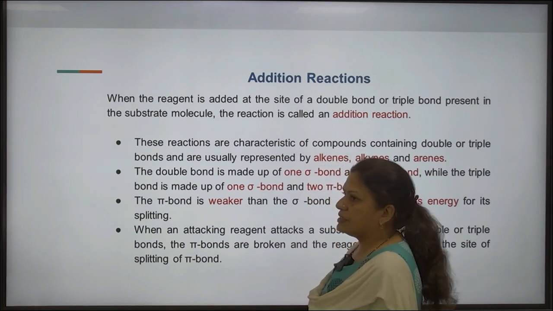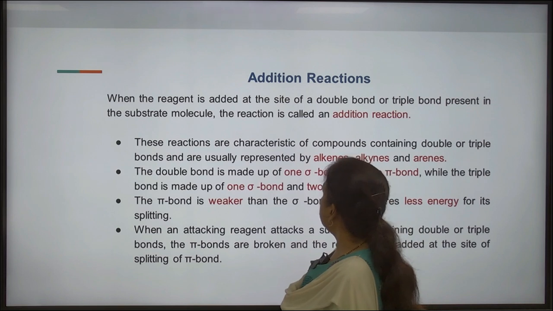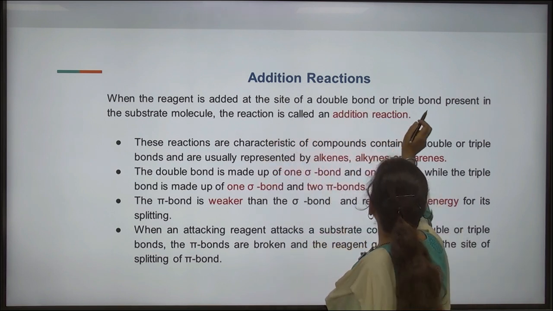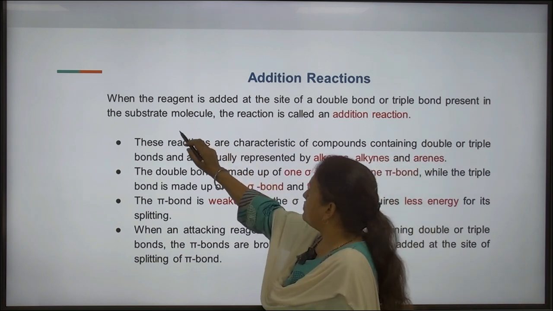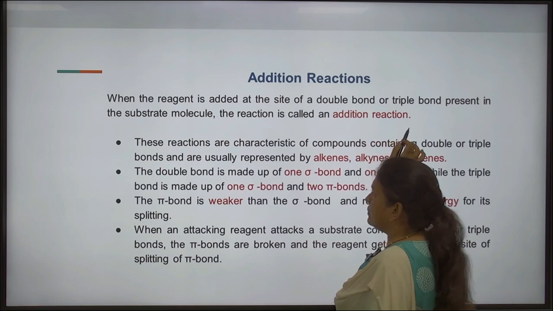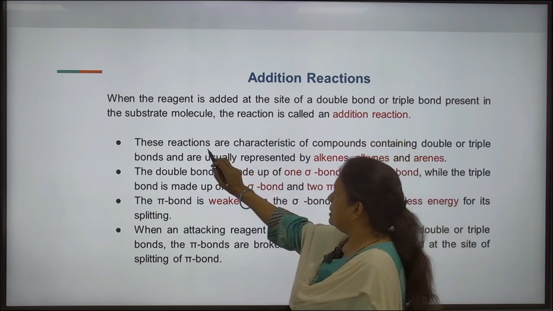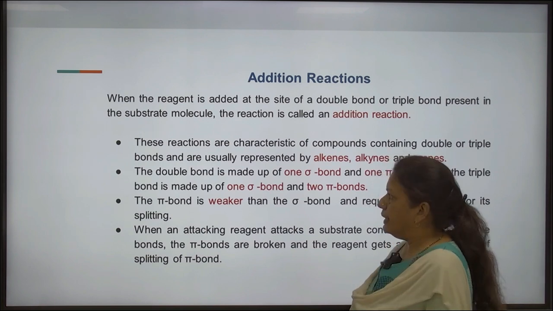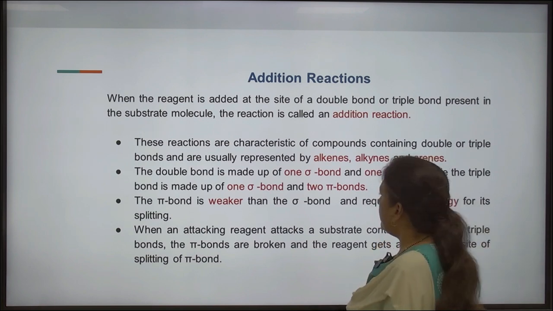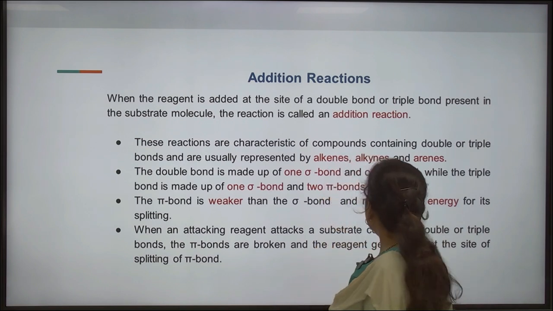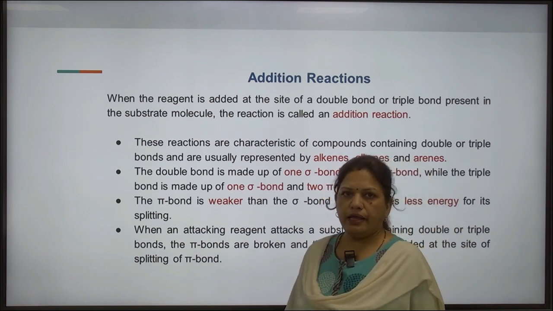Addition reactions. When the reagent is added at the site of a double bond or triple bond present in the substrate molecule, the reaction is called an addition reaction. These reactions are characteristic of compounds containing double bonds or triple bonds and are usually represented by alkenes, alkynes and arenes.